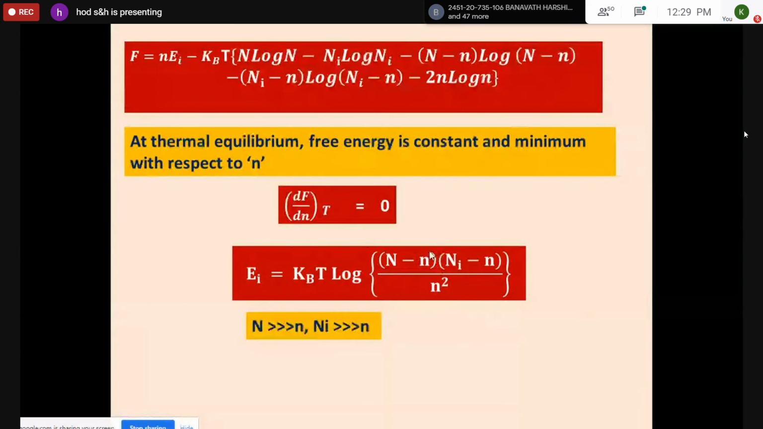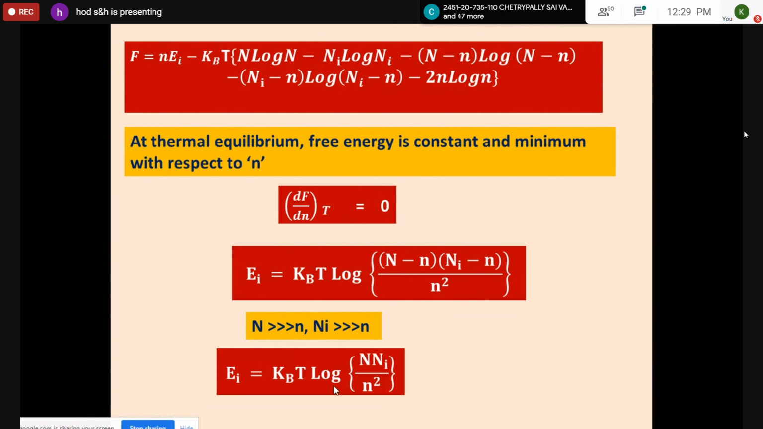And also you should take the approximations. If you compare capital N and small n, n can be neglected. So in both cases, in the numerator, you neglect n. So finally, you will be getting Ei is equal to kBT log N Ni by n square.